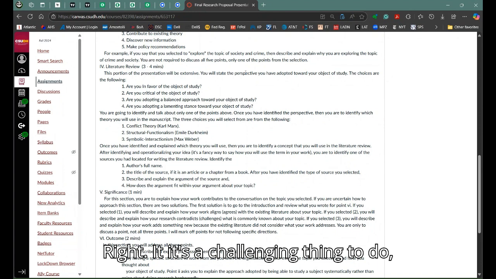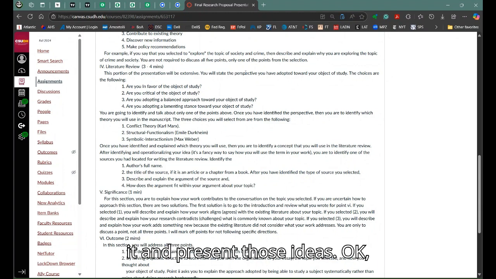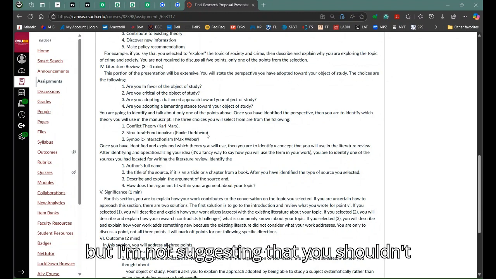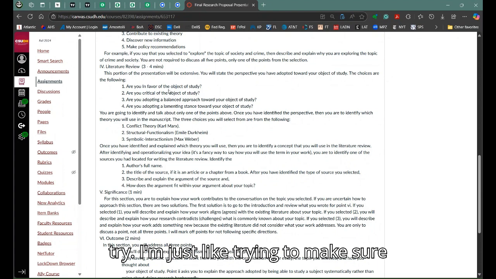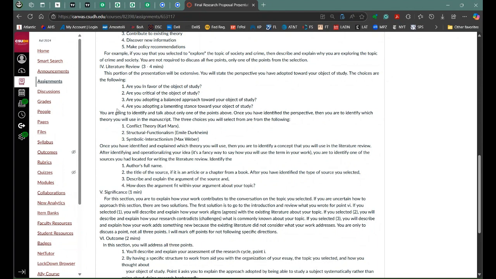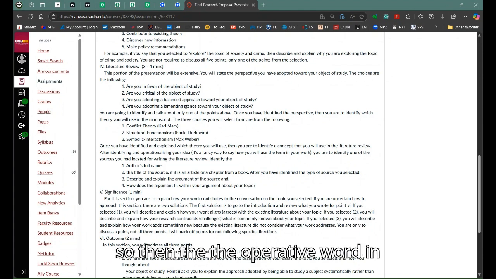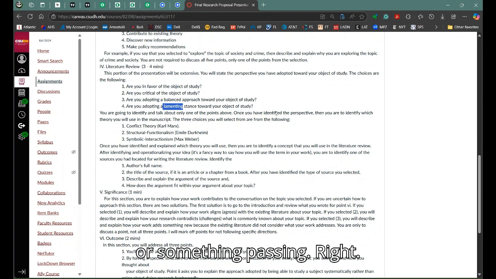Right. It's a challenging thing to do, but it is possible to do. And it takes skill in terms of how to write it and present those ideas. Okay. But I'm not suggesting that you shouldn't try. I'm just trying to make sure that you understand what each choice implies. All right. Now, lastly, number 4, are you adopting a lamenting stance toward your object of study? All right. So then the operative word in this question is lamenting. Lamenting is a word that means to mourn, or to be sorrowful about someone or something passing, right?